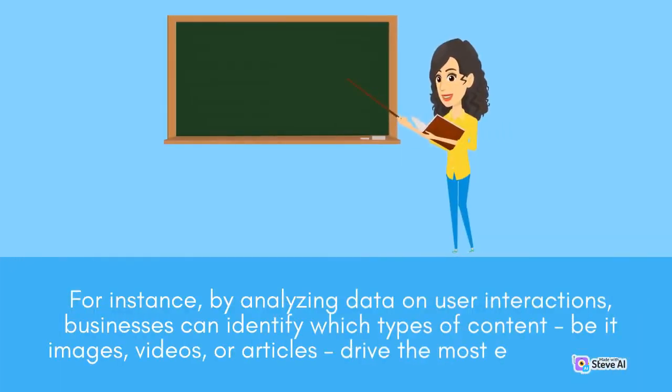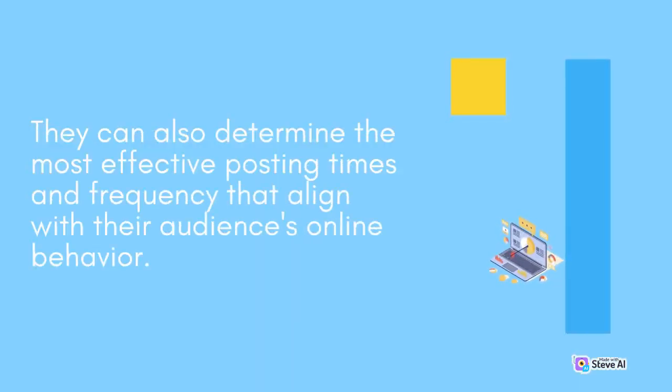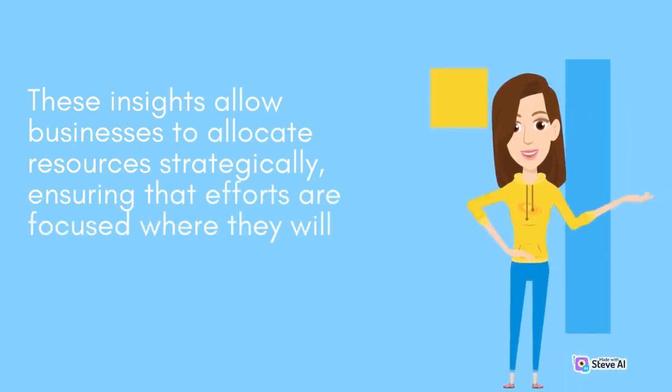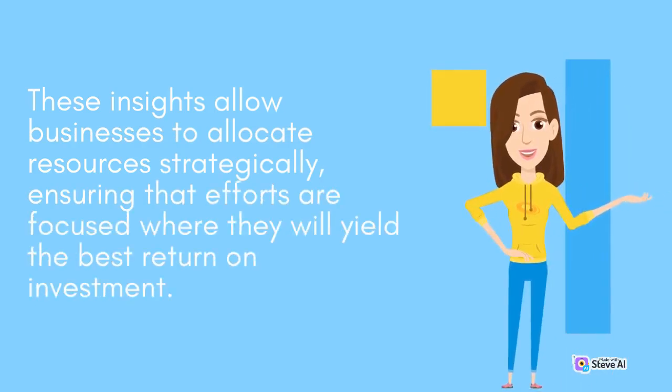For instance, by analyzing data on user interactions, businesses can identify which types of content, be it images, videos, or articles, drive the most engagement. They can also determine the most effective posting times and frequency that align with their audience's online behavior. These insights allow businesses to allocate resources strategically, ensuring that efforts are focused where they will yield the best return on investment.